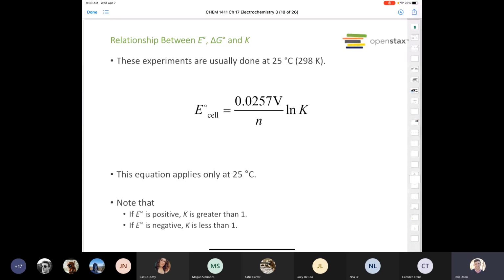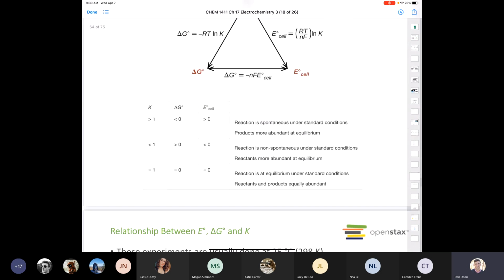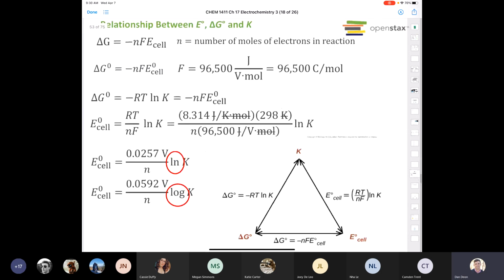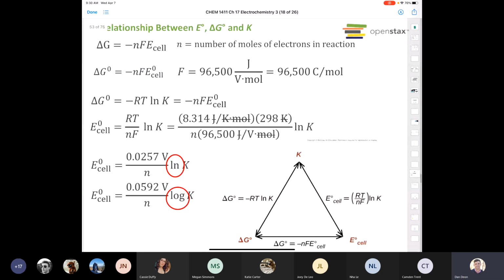Chemistry 1411. We ended up somewhere around here last class, where we were looking at the relationship between standard cell potential, standard change in free energy, and equilibrium constant. If you remember, we went through this slide where we showed that delta G is equal to the negative of the number of electrons transferred in our reaction times the Faraday constant, which is shown here, multiplied by the cell potential.